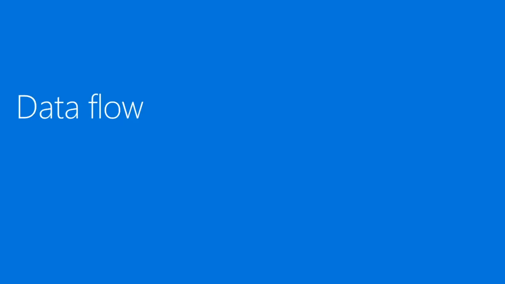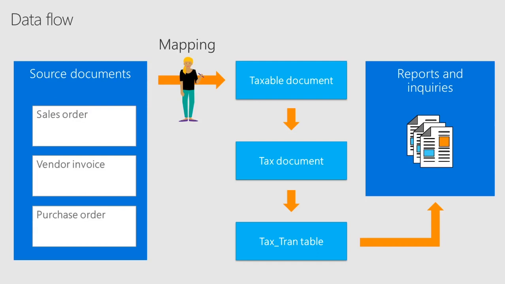Tax configurations include tax data models. One of the elements in the data model is a taxable document, which is an abstract of a source document like a sales order or a purchase order. For each taxable document, you specify the tax logic or formulas for tax calculation. When a transaction occurs, the tax engine uses a taxable document as input and then returns a tax document. The tax document will be converted into the tax trans table, which will be consumed by tax inquiries and reports.